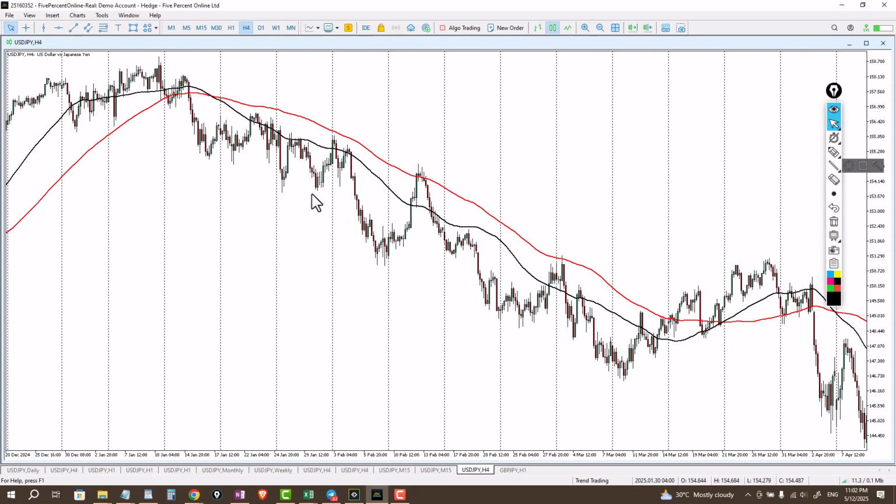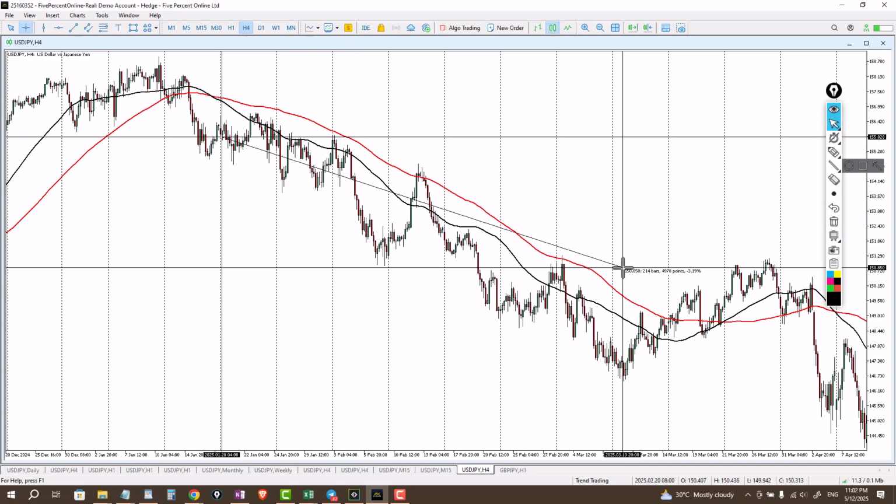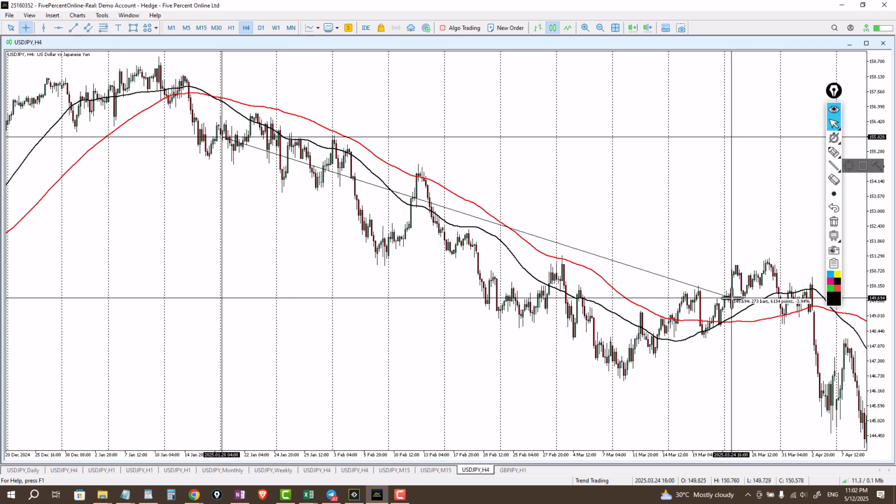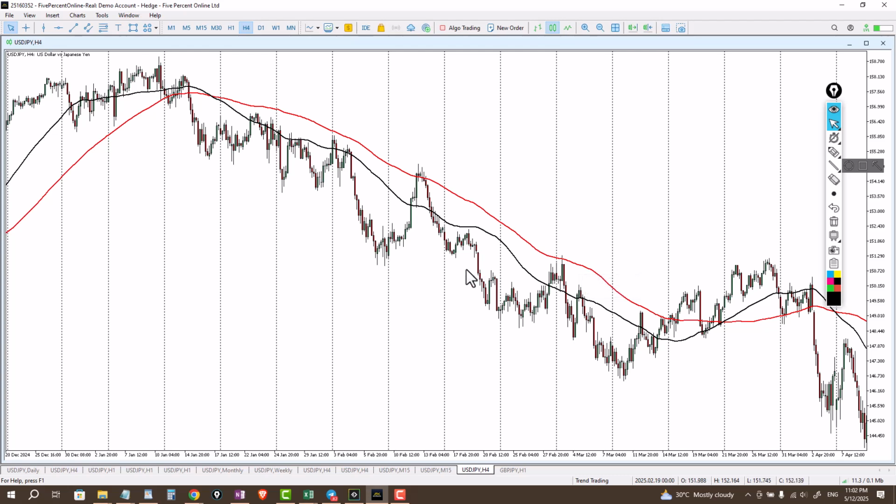Okay, just look, you would have entered somewhere around here when the crossover happened, and you would have held on to this trade all the while until the second crossover happened somewhere around here. So this single trade, you would have made a profit of almost 600 and something pips. Okay, so this moving average crossover method, it does work.